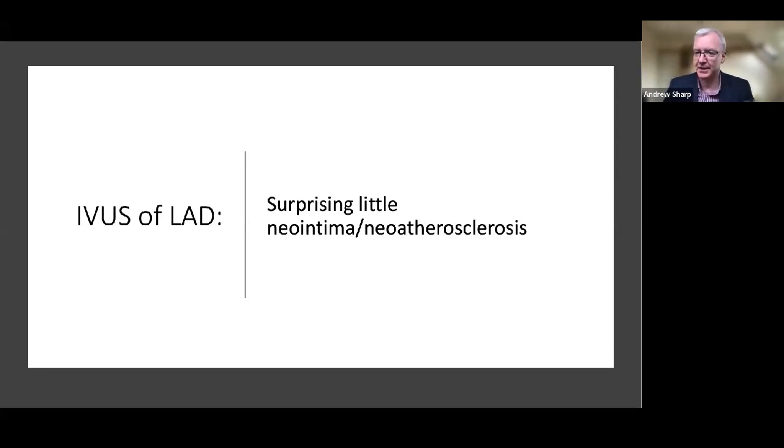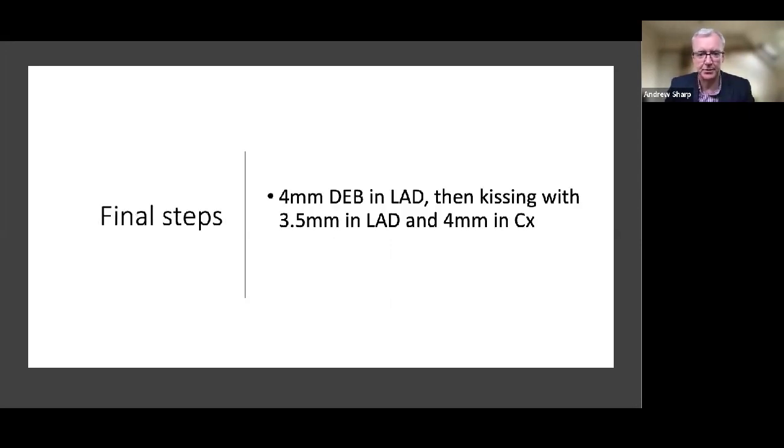But interestingly, this old stent, whatever it was, 2008, so maybe it was a Cypher, had surprisingly little neo-intima, actually alarmingly so. I always like a little bit of neo-intima to cover the struts. Okay, so then we were on to our final steps. So 4mm drug-eluting balloon in the LAD, and then kissing with a 3.5 in the LAD and 4 in the circ. So we've undersized a bit.